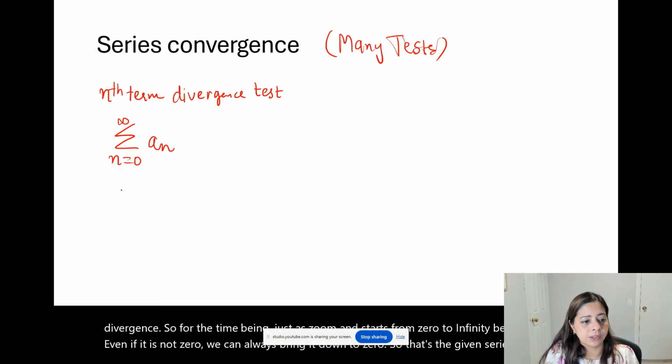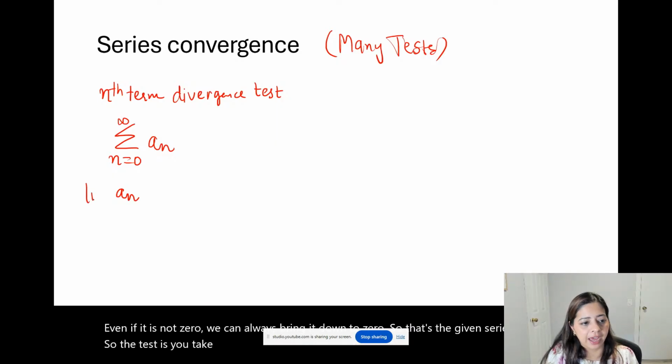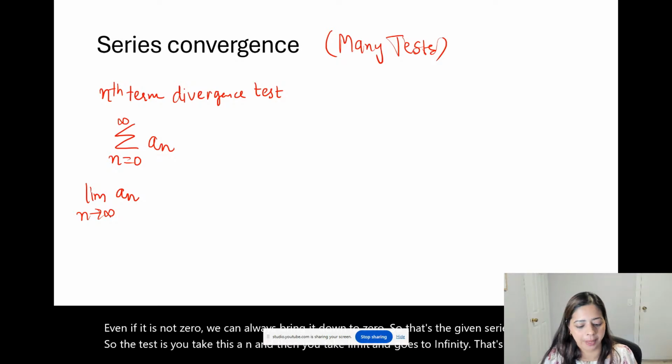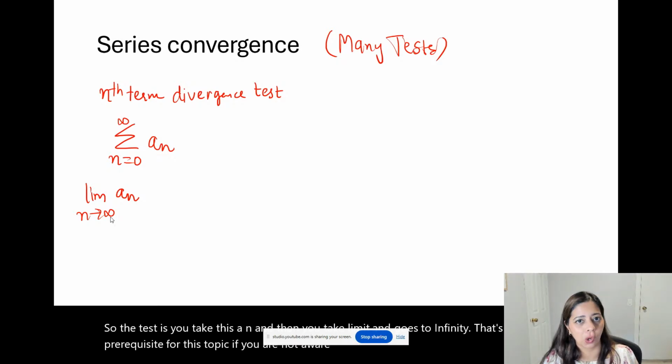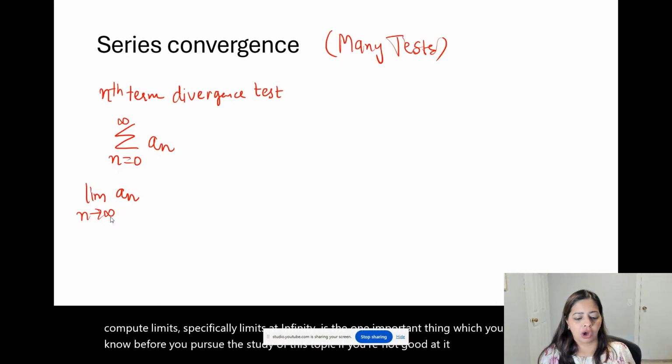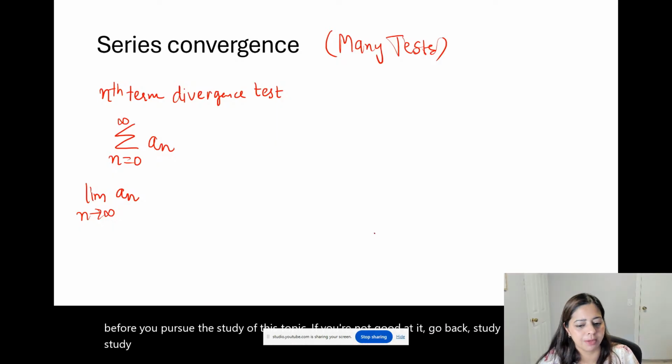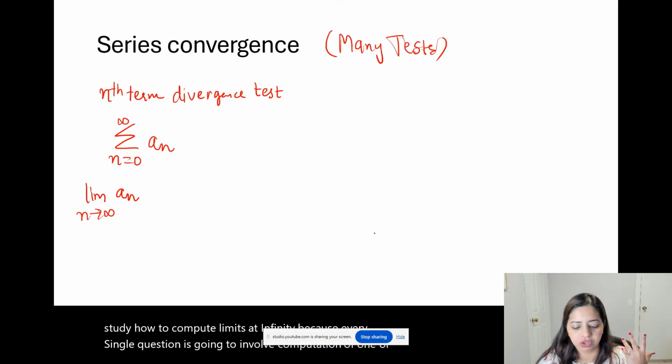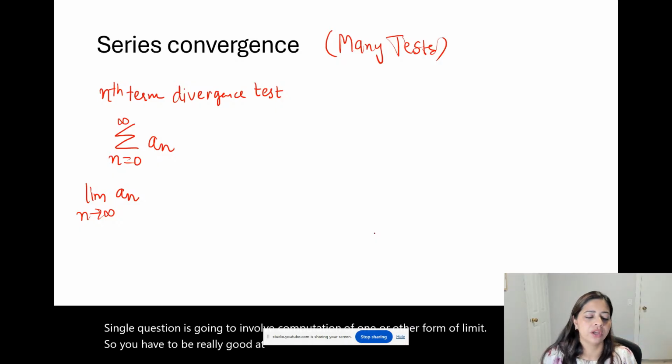So the test is, you take this a_n and then you take the limit as n goes to infinity. That's a prerequisite for this topic. If you're not aware of it, I'm telling you now. Knowing how to compute limits, specifically limits at infinity, is the one important thing which you should know before you pursue the study of this topic. If you're not good at it, go back, study L'Hopital's rule, study how to compute limits at infinity, because every single question is going to involve computation of one or other form of limit. So you have to be really good at it. Otherwise, go back, study limits at infinity, and then come back again.